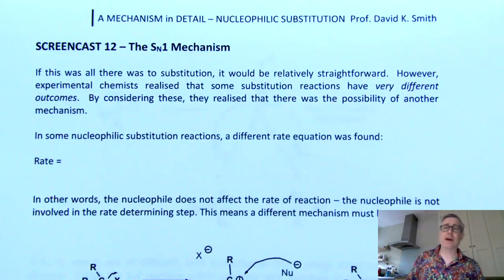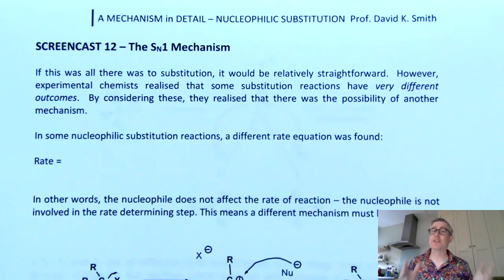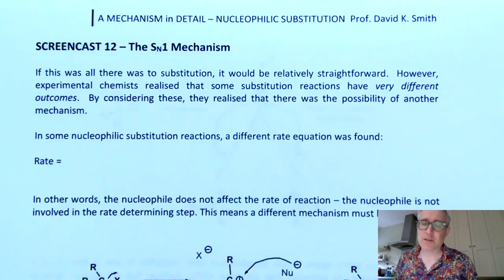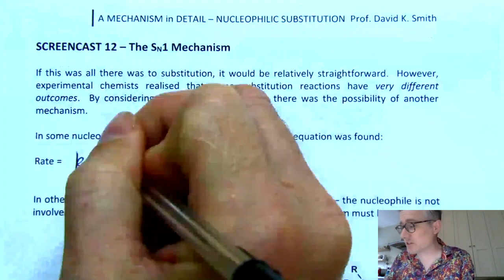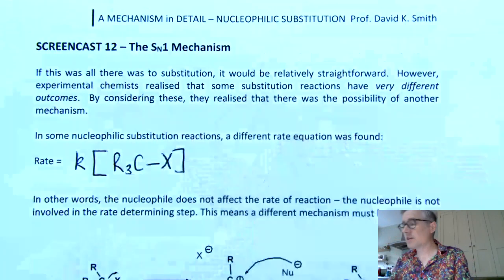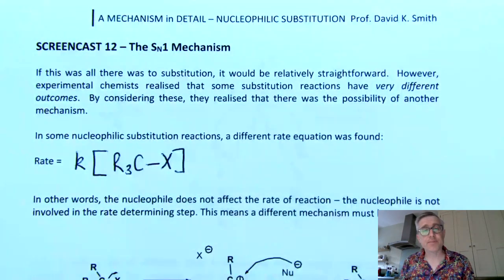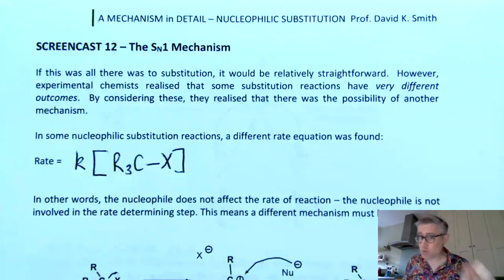But in actual fact, experimental chemists realized that some substitutions have very different outcomes. And by considering these, they realized that there was the possibility of another subtly different mechanism. So in some nucleophilic substitution reactions, they found a different rate equation. They found that the rate equals a rate constant times the alkyl halide.